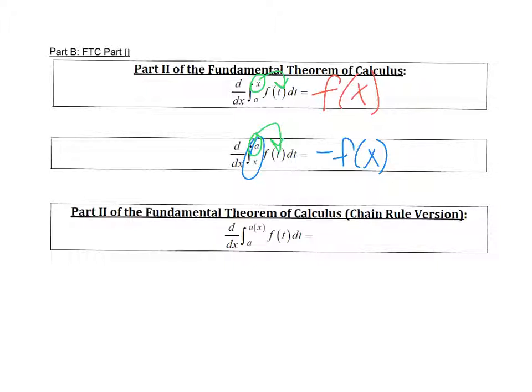So I'm just taking that x and substituting it in for the variable of my function. Now part 2 with the chain rule is a little different. If there's a function up here instead of just x, then yes, I put that function into my variable, but then I also have to do the chain rule. So this would turn out to be f of u of x times the derivative of whatever that top thing is. So I put u prime of x.